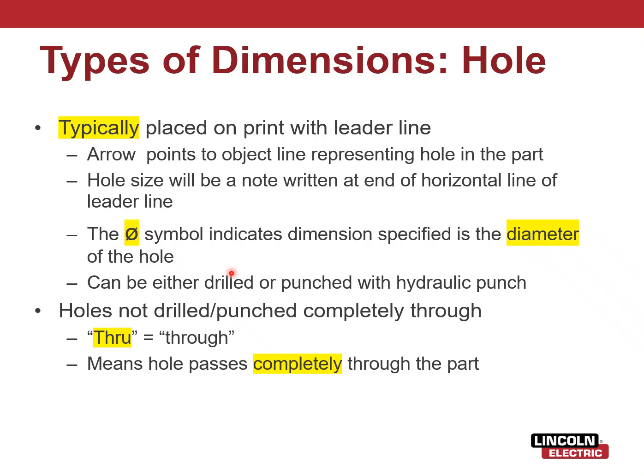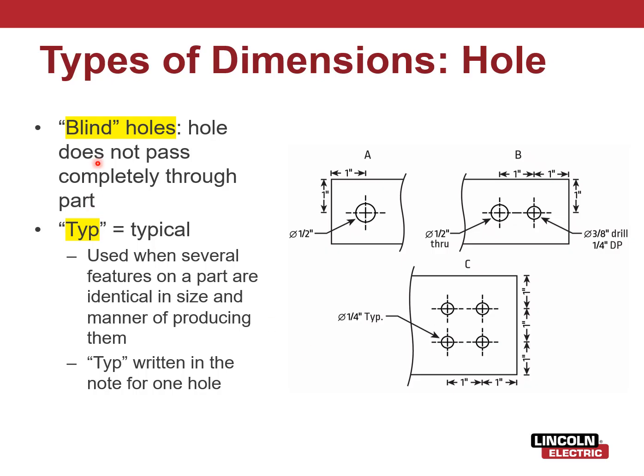This can be either drilled or punched with a hydraulic punch. When we're talking about holes, if it's denoted in the notes, sometimes it'll be required to do an oxyfuel cut, a plasma cut, or machining. It just depends. Holes not drilled or punched completely through are called blind holes. On the print, you'll see maybe a diameter for a hole, and then it'll say through. That means that it must go completely through that part. Blind holes do not pass completely through the part.